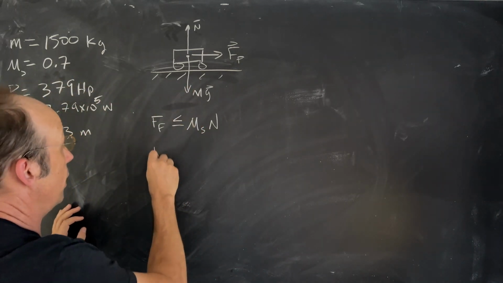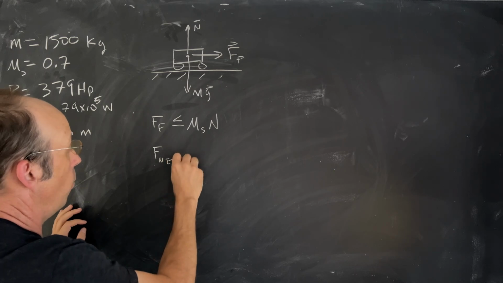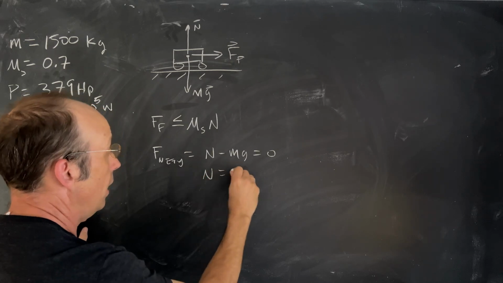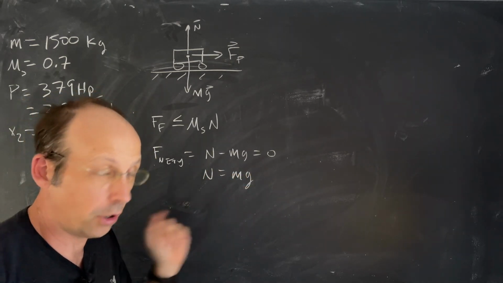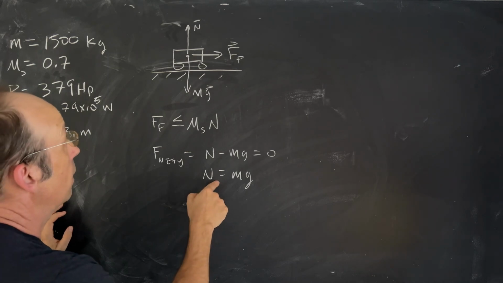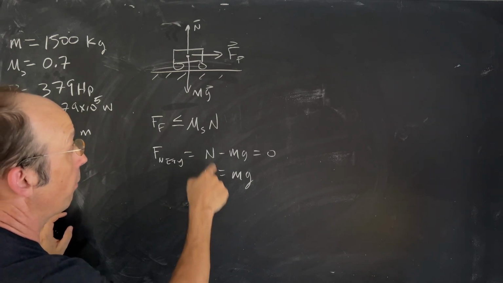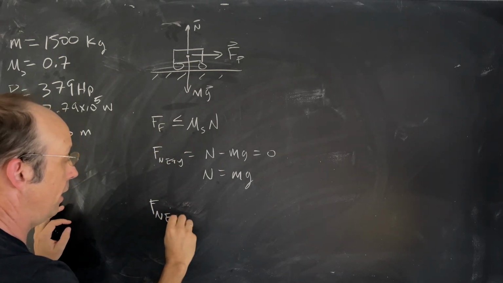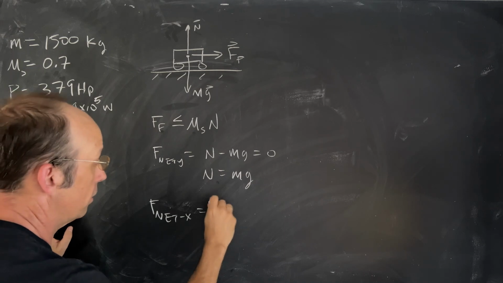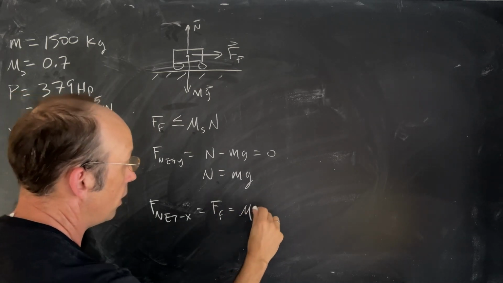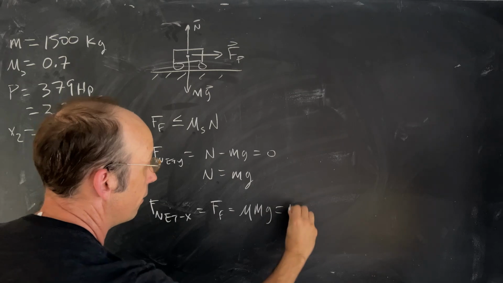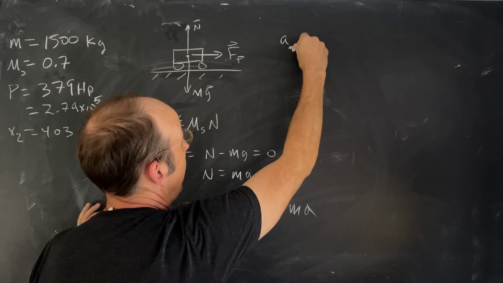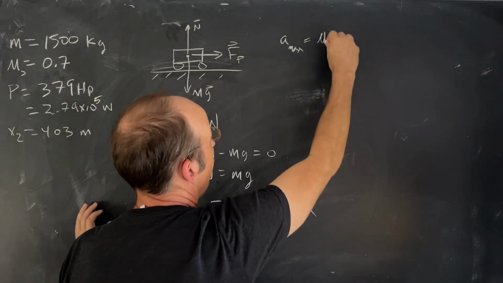Now in the y direction, F net in the y direction is going to be equal to N minus mg, and that's equal to 0. So N is equal to mg. That's important to talk about later. I will talk about that later. Now I can use that value of the normal force and plug it in to get the frictional force. And then in the x direction, F net in the x direction is the frictional force, which is equal to mu times the normal force, which is mu mg, and that's equal to ma. So you see I can get the maximum acceleration. A max is going to be equal to the coefficient of friction times g.